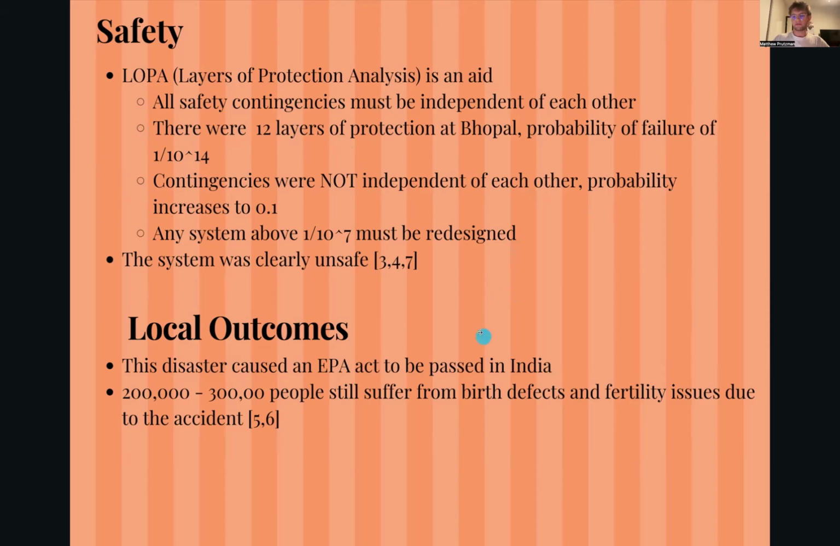As for the local outcomes, this disaster resulted in over 3,000 deaths and 200 to 300,000 ongoing injuries. As a result, India passed an Environmental Protection Act, and the approach to safety was revamped in the industry of chemical engineering forever.